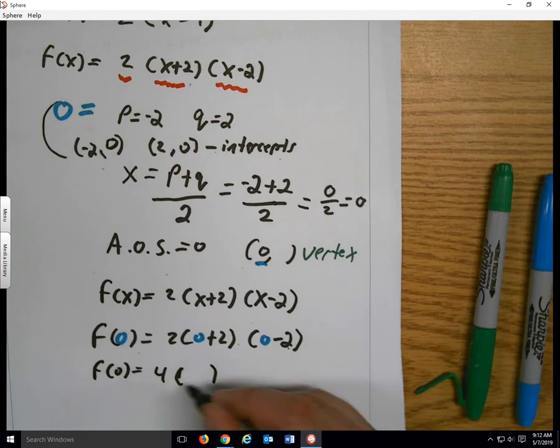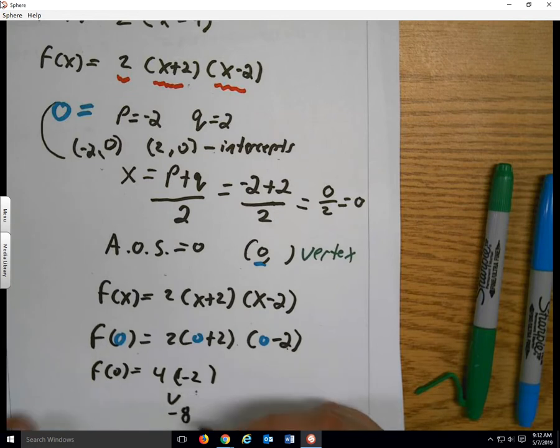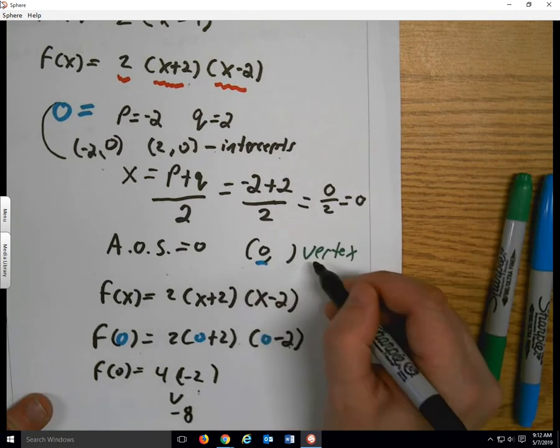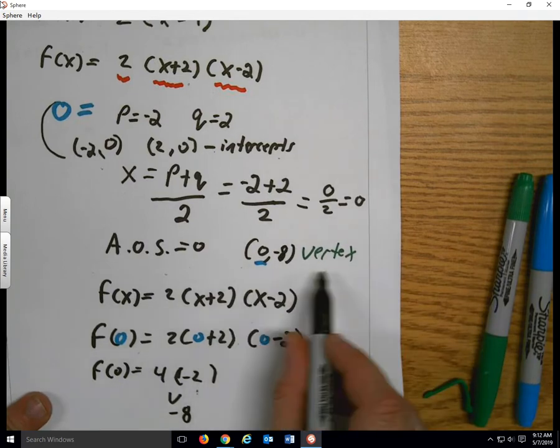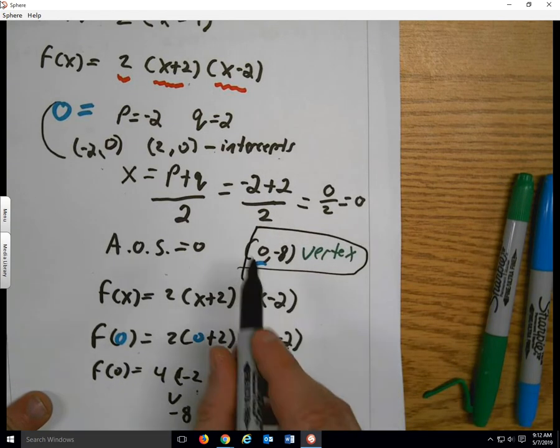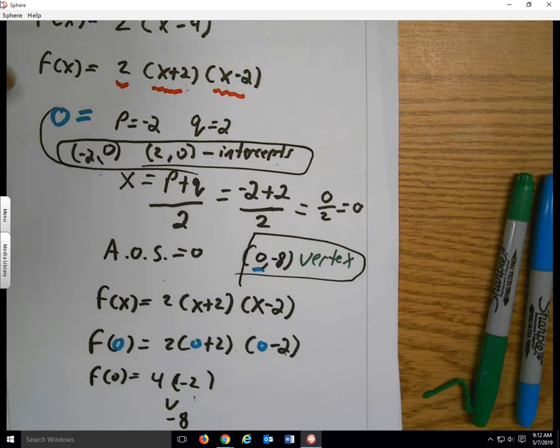0 minus 2 is a negative 2. 4 times a negative 2 is a negative 8. So our x value for the vertex was 0, our y value was a negative 8. Okay, so now we have our vertex, we have our intercepts. We can graph this very quickly.